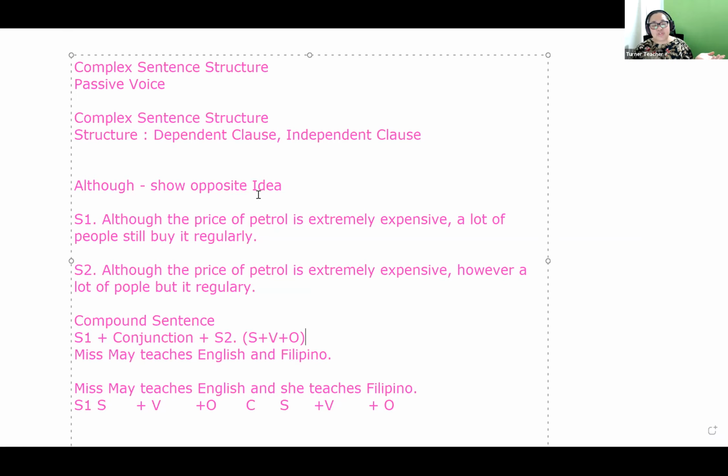To show opposite ideas, you can also use "despite" or "in spite of". But then again, at the end of the day, I just want you to learn one that you can use perfectly, rather than have everything that you can't use.